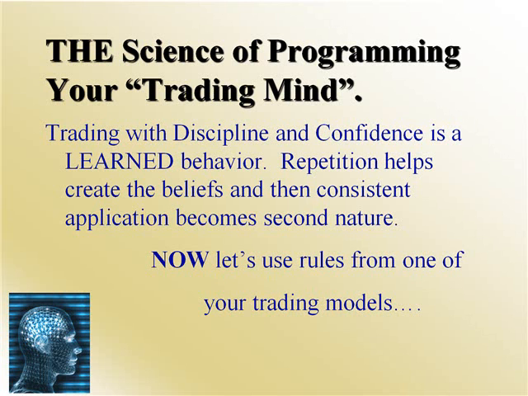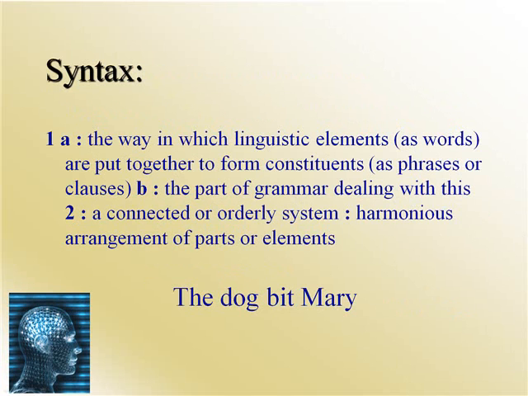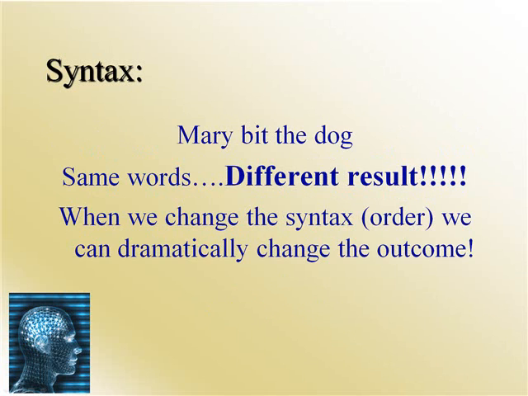Now let's use the rules from one of our trading plans and take a look at it. Developing the model. Using a current trading strategy, let's go through the following. The conditional thought process occurs once the setup has presented itself. The setup is telling us that conditions are favorable for a particular trade. So we'll look at the syntax of trading. Basically, look at it like this. Syntax: the dog bit Mary. All right? Then Mary bit the dog. Same 4 words, very different result.